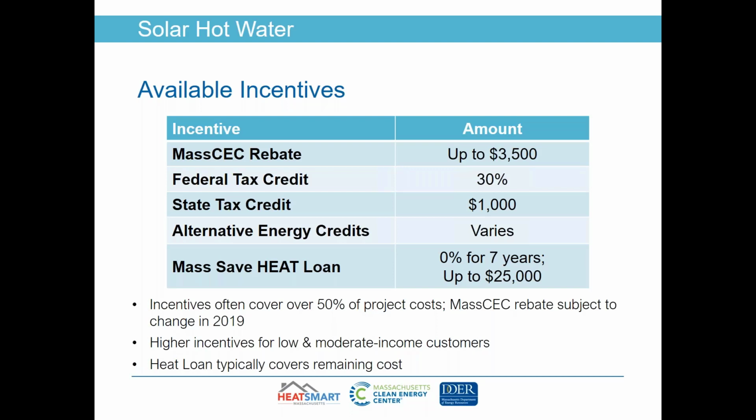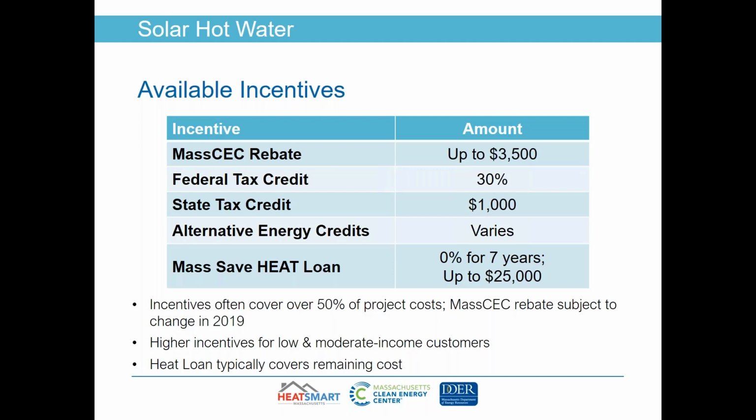Then there's a $1,000 state tax credit available from Massachusetts. Again, you have alternative energy credits that vary based on your thermal production, and the remaining costs are covered or can almost always be covered by a Mass Save heat loan. These incentives cover more than 50% of the projects in most instances. And again, there's the caveat that our programs may be subject to change in 2019.